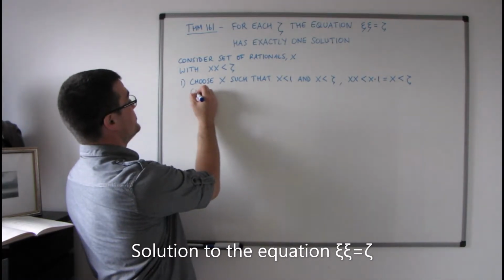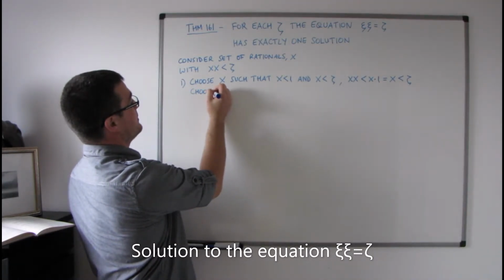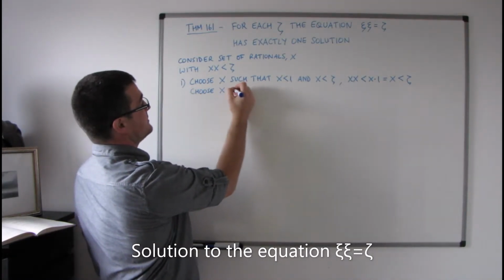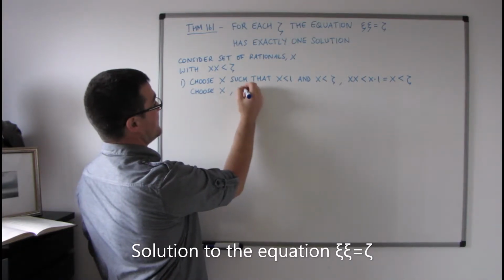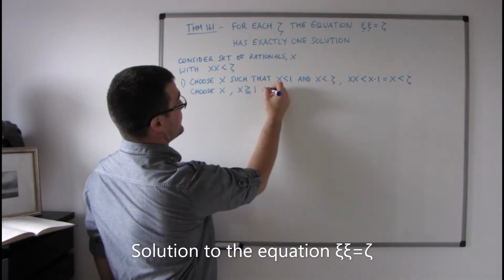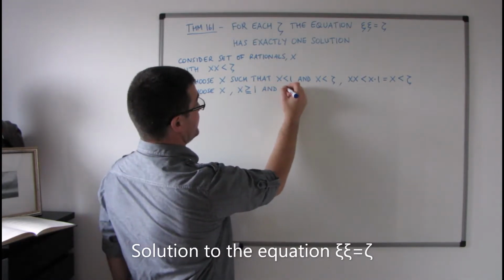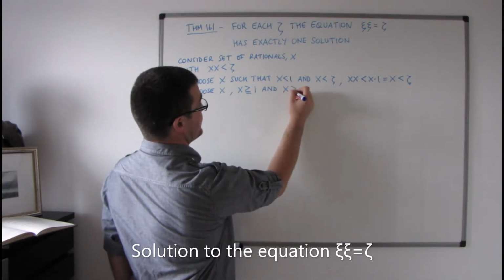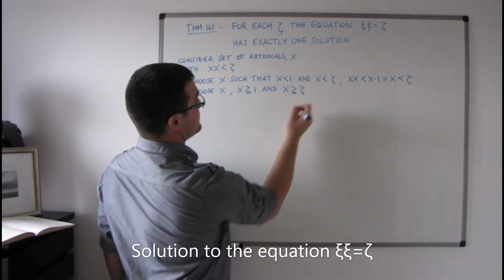And now choose x to be such that x is greater than or equal to 1 and x is greater than or equal to zeta.